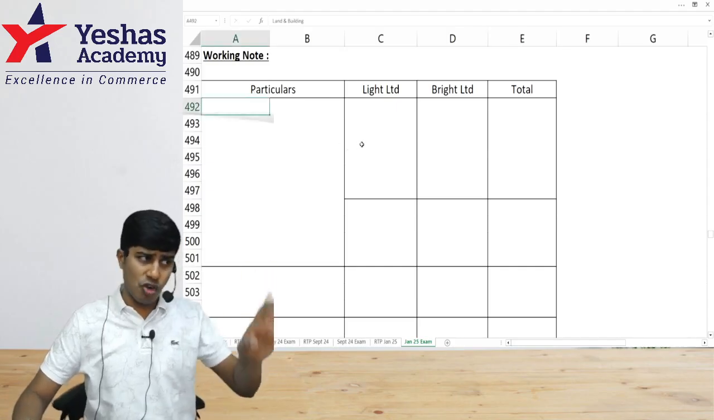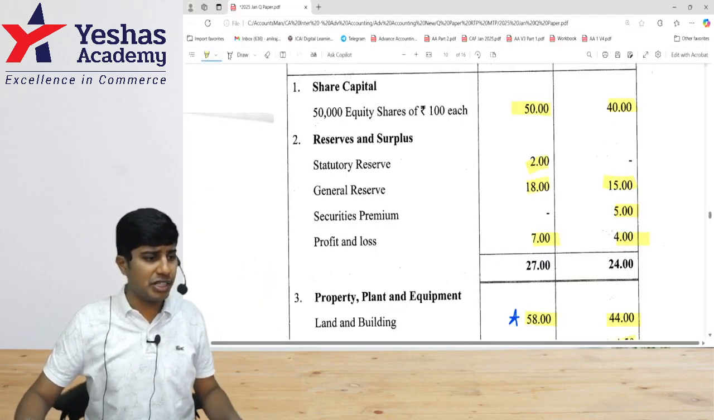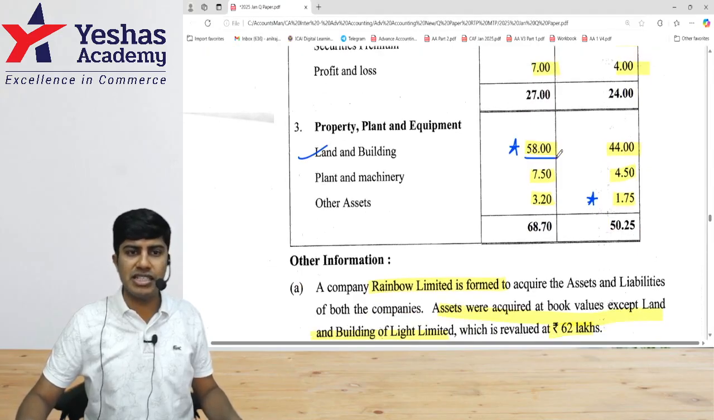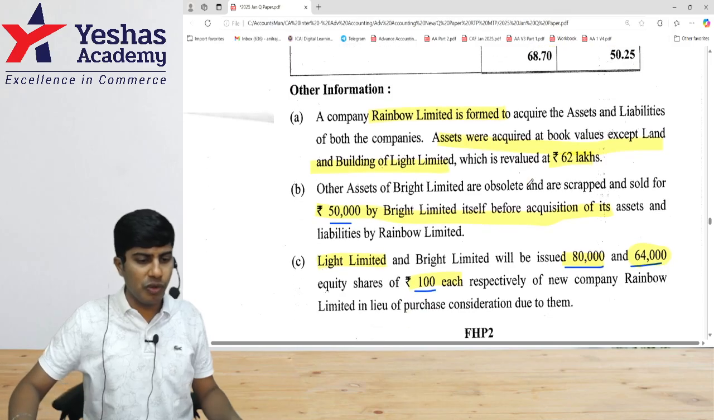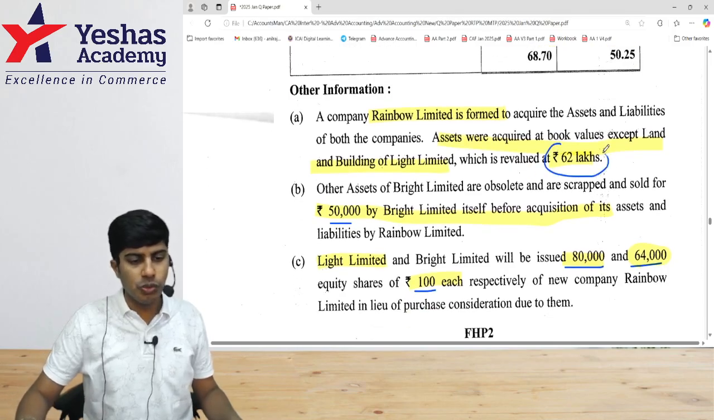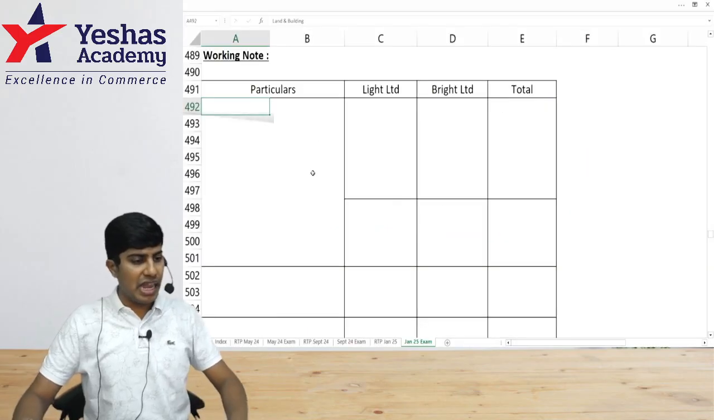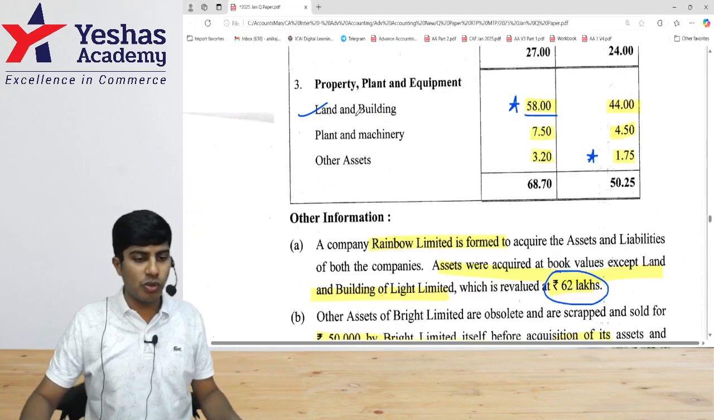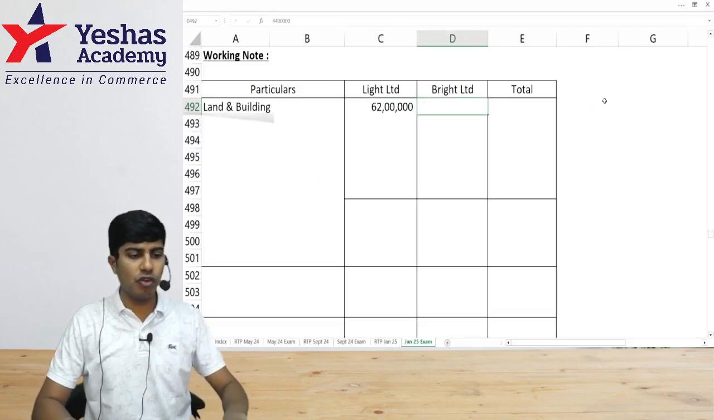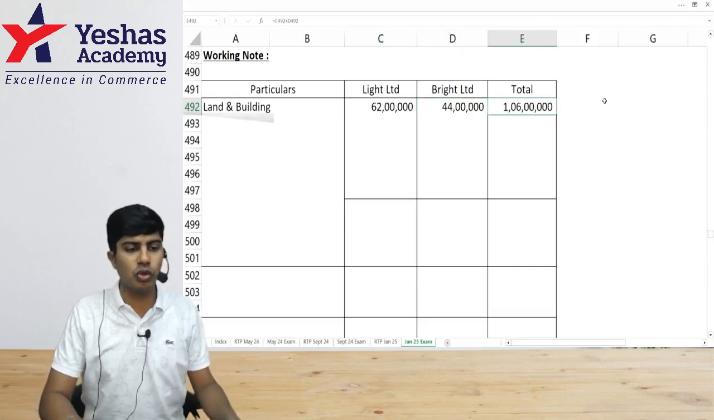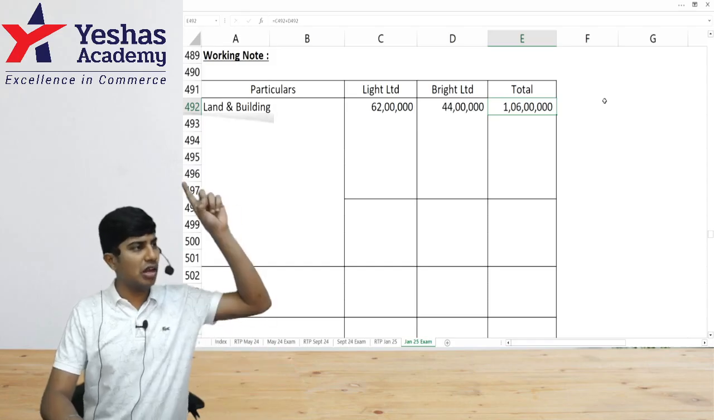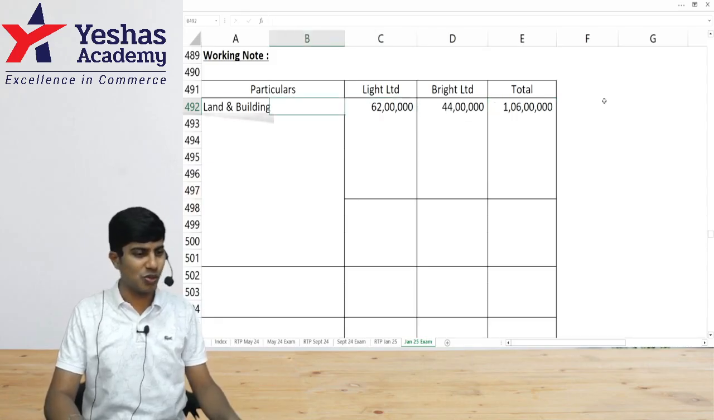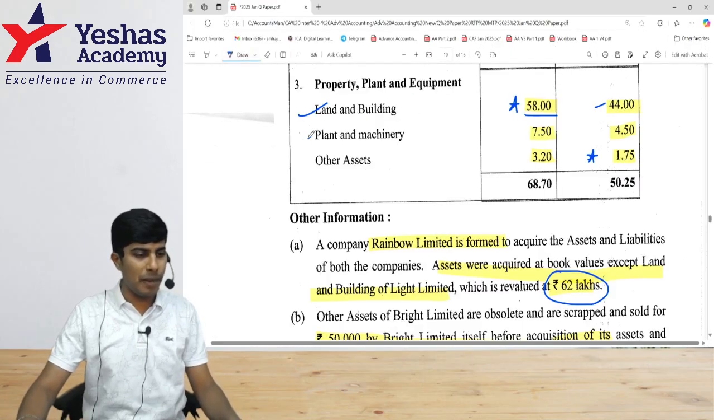Let's begin with this. This they have not asked. Begin with the assets in the balance sheet. What assets are there? Land and building, 58. But this 58 has a star. Why? 58 is to be taken at 62. So I would write land and building is agreed to be taken at 62 lakhs. And this 44 is taken at 44, no problem. 62 plus 44, 1 crore 6 lakh. This 1 crore 6 lakh is what will appear in PPE in the consolidated, sorry, in the post amalgamation balance sheet's notes to accounts. After land and building, we have plant and machinery.